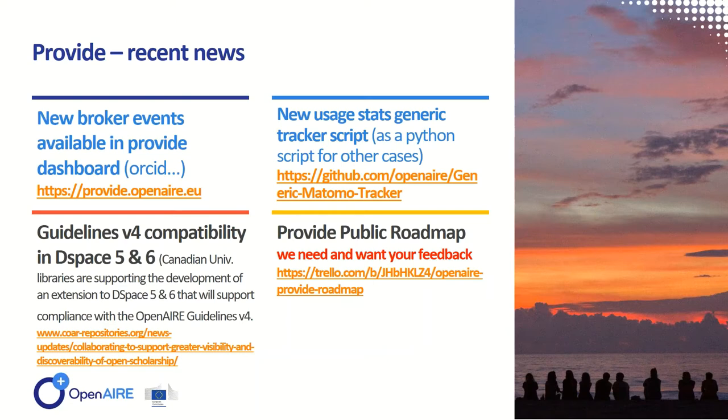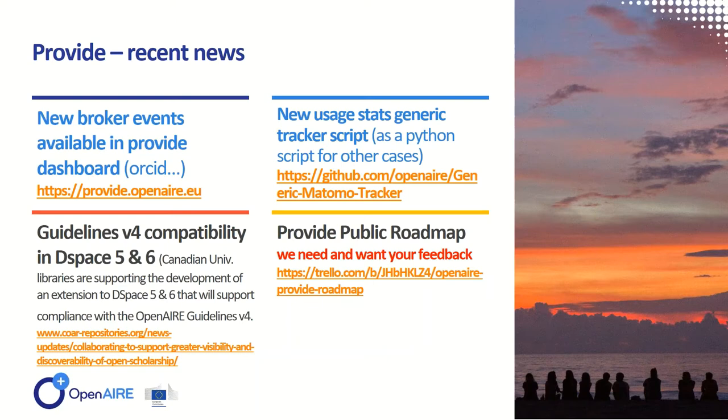And the last information is something that came from our community. Because of the alignment that we have between OpenAIRE and Canada, a set of Canadian universities are supporting the development of extensions to DSpace 5 and 6 in order to be compliant with the OpenAIRE guidelines for literature repositories version 4, the latest version of the guidelines for repository managers, which is something great that emerged from the community, and a need in this case for Canada, so we all can benefit from that.